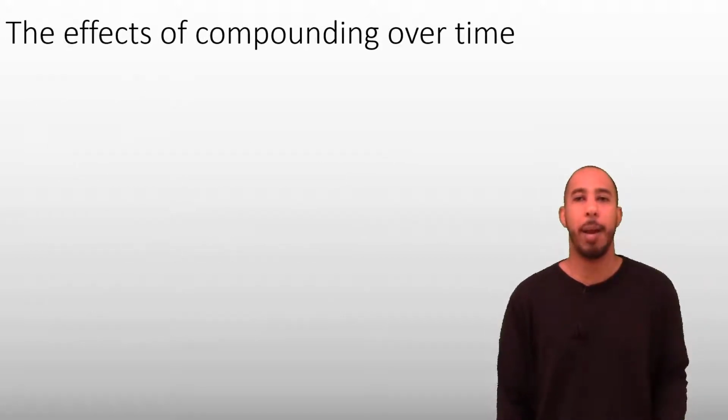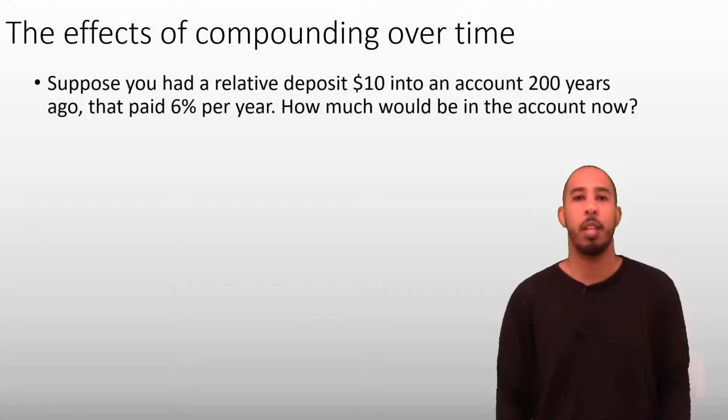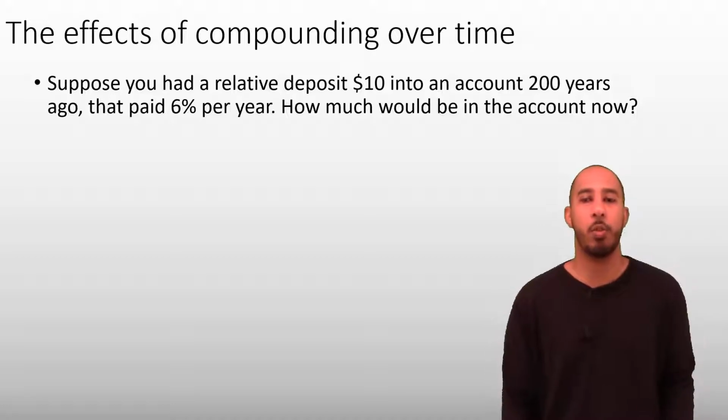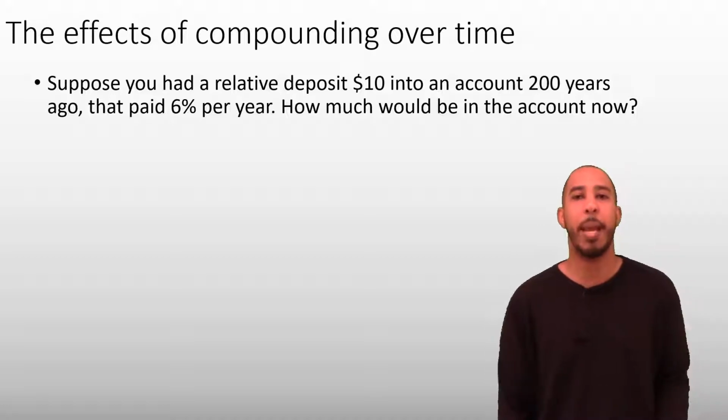The effects of compounding are very apparent when we look at investments for longer periods of time. Take this for example. Imagine that you had a relative long ago, maybe a great-great-great-grandfather, and he deposited $10 into an account 200 years ago that pays 6% interest per year. How much money would be in that account today, 200 years later?